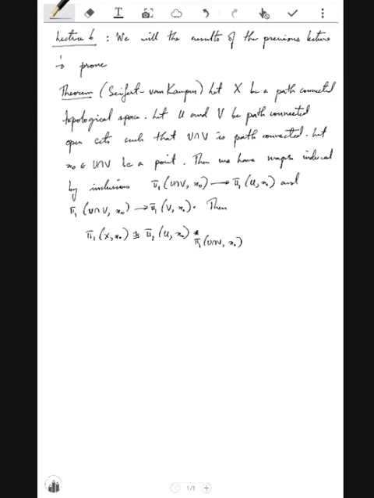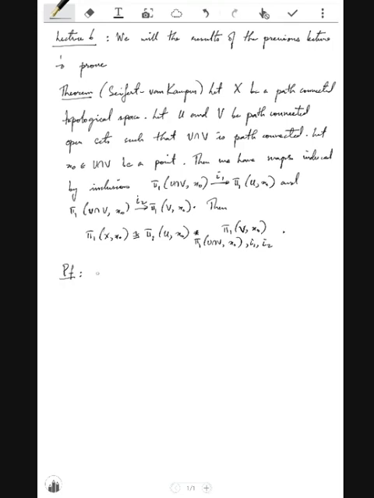So let's denote these maps by I1, I2, the amalgamated product. So let's see a proof. The proof is long and it is done in several steps.